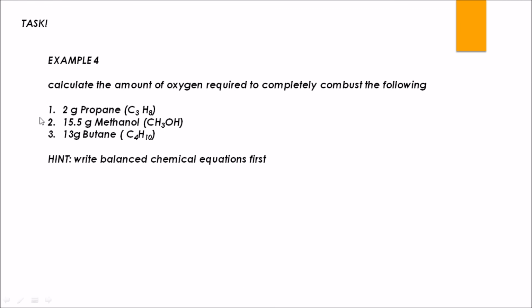So students, this is your task. We have to find the mass of oxygen required to completely combust the following: 2 grams of propane, 15.5 grams of methanol, and 13 grams of butane. So these are three questions, and you have to find the mass of oxygen in each case. The hint is that you first construct the chemical equation. The example I'm giving you is of propane: you take propane, add it to oxygen, and you get carbon dioxide and water. In the same manner, you're going to find the masses of oxygen in all these three cases.